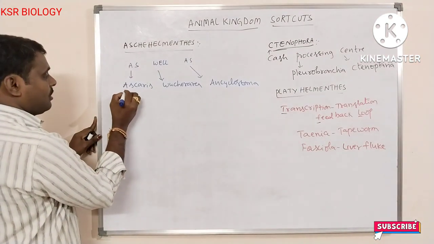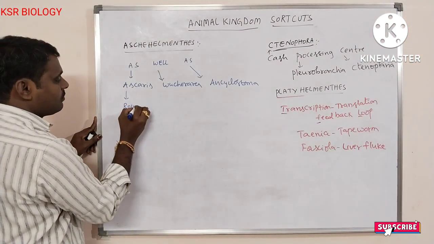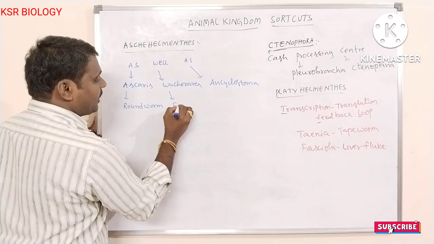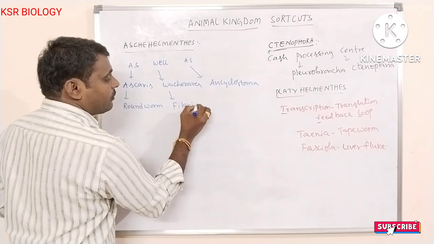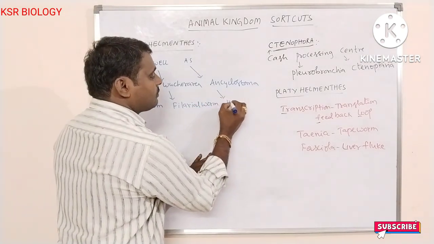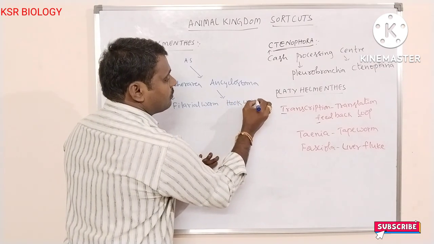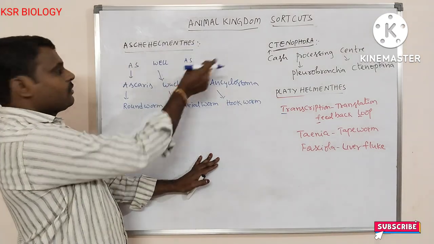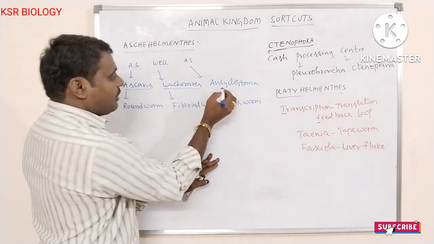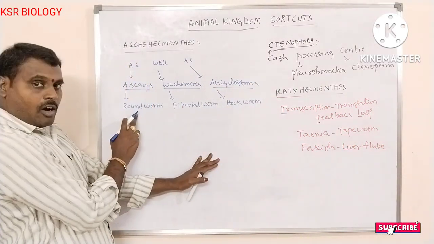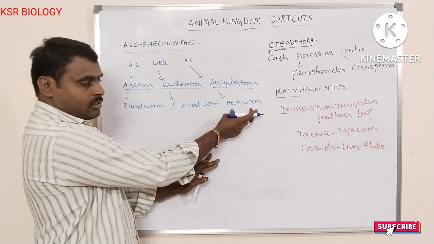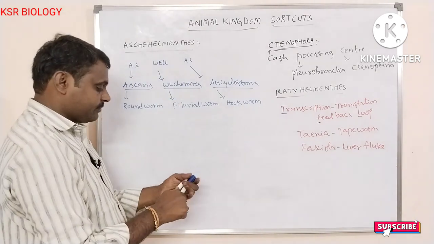See here, Ascaris is also called roundworm. Wuchereria is also called filarial worm. And Ancylostoma is also called hookworm. So by using a simple statement, we can remember the examples of this one. Ascaris, roundworm. Wuchereria, filarial worm. Ancylostoma, hookworm. This is about Aschelminthes.